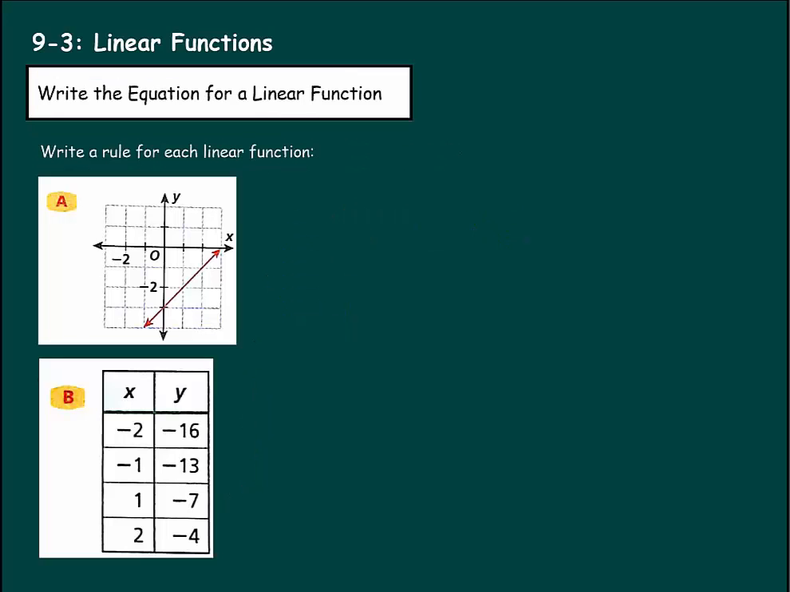Now we actually have to write an equation for each linear function, or a rule they'll call it, which is the same thing. So we want to write this out in slope-intercept form. So f of x equals the slope times x plus b. So first we could find out the intercept, then we could figure out the slope. When x is 0, what is y? Well, that's negative 3. So that's the b here.